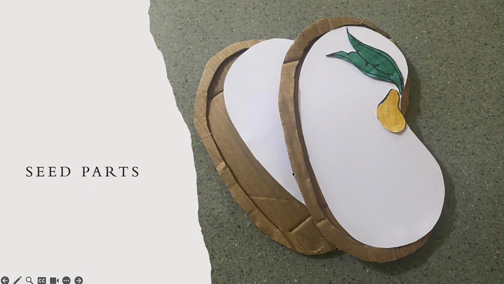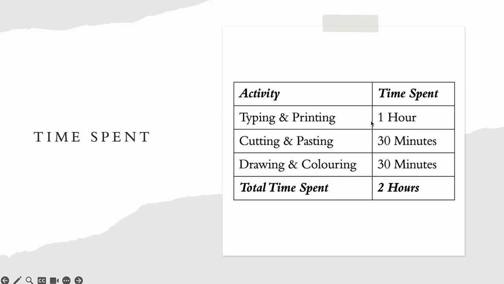Here we have the cotyledon, which was cut out from extra cardboard that I had, and then we have the little embryo which I printed and cut. The time spent here typing and printing was 1 hour, cutting and pasting 30 minutes, drawing and coloring 30 minutes, and the overall time was 2 hours.